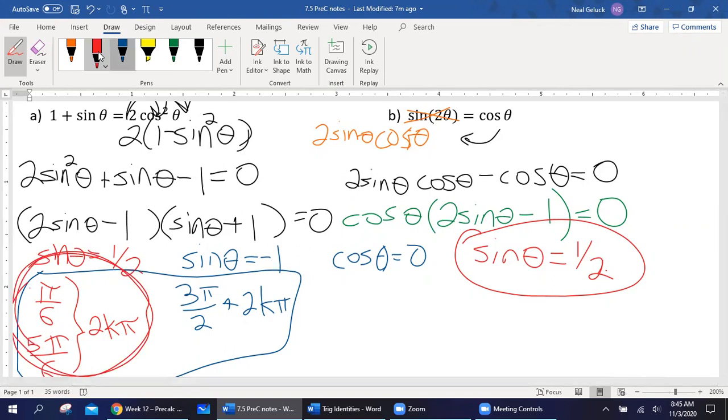Where does cosine equal 0 going around the unit circle? That happens at pi over 2 and at 3 pi over 2. And again, both those answers are plus 2k pi. So every answer is plus 2k pi. So I have pi over 2, 3 pi over 2, pi over 6, 5 pi over 6.